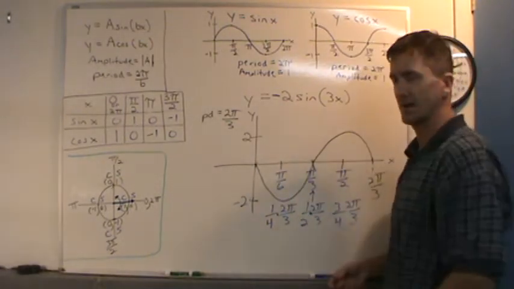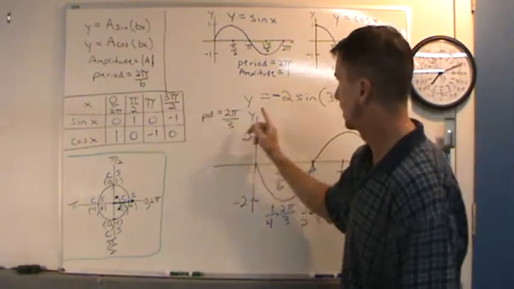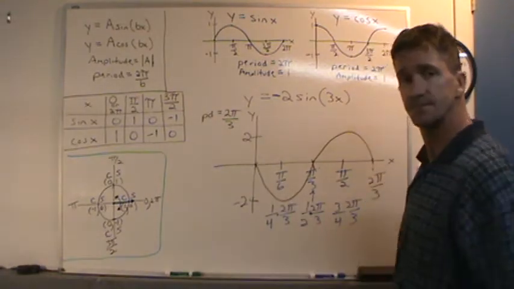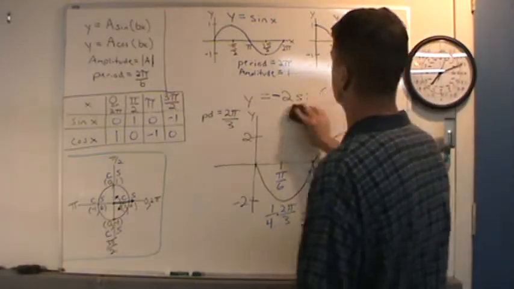Alright? There's that graph. Amplitude is still 2. See, the amplitude is always positive, the absolute value of that number. So you got -2, the absolute value of -2 is 2. Here, 2 pi. Alright? Let's do a few more. Let's do a cosine curve.